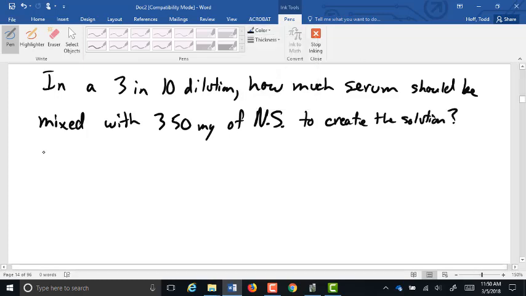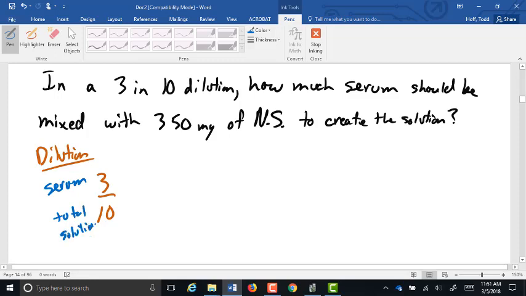So again, we have a dilution here, and our dilution is 3 in 10. The 3, of course, represents the serum. The 10 represents the total solution. Well, here we have 350 milligrams of saline. That doesn't represent either one of them. So we need a ratio containing saline. But do we need the ratio of saline to total? Well, let's look at what we're looking for. We're given the saline. We want to know how much serum.